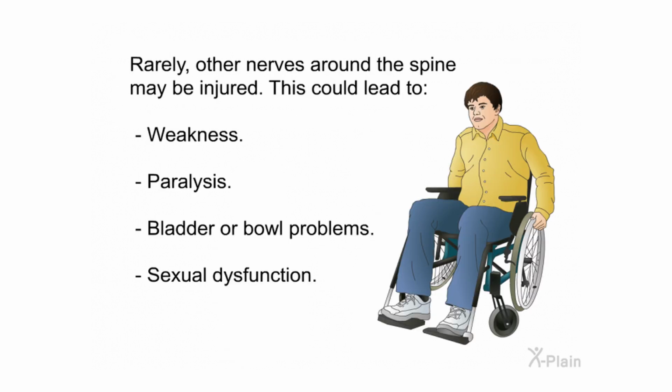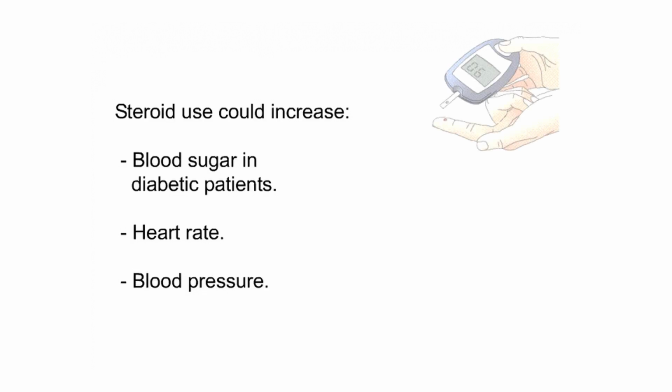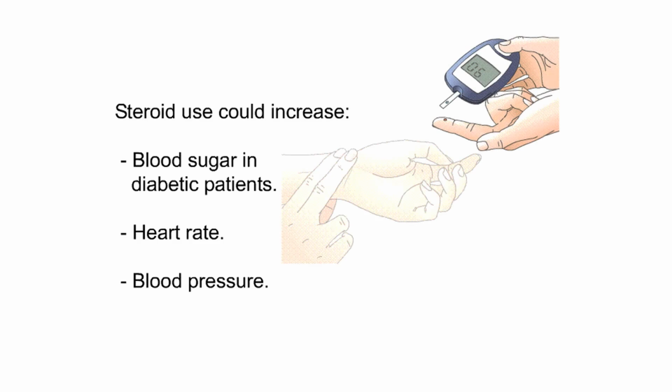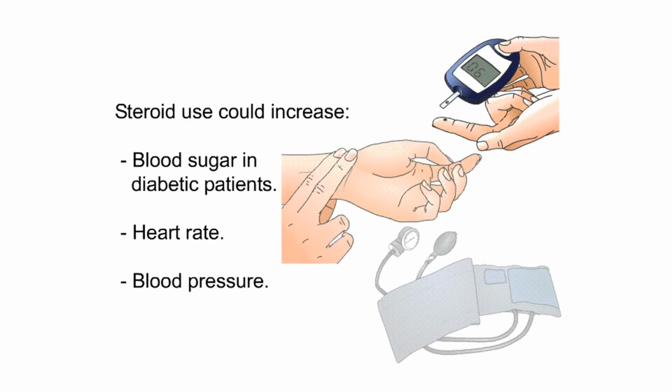Rarely, other nerves around the spine may be injured. This could lead to weakness, paralysis, bladder or bowel problems, sexual dysfunction. Steroid use could increase blood sugar in diabetic patients, heart rate, blood pressure.